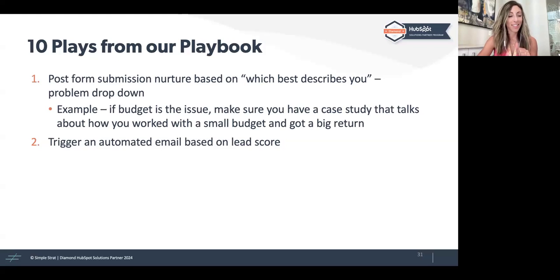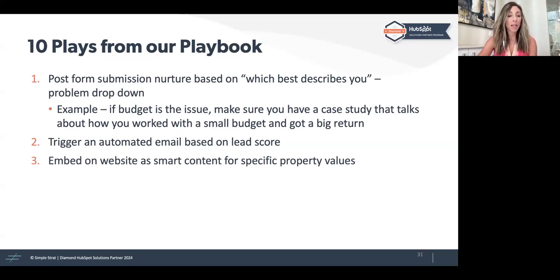Okay, what are we on, number 6? Trigger an automated email based on a lead score. The lead scoring function just got a lot of updates, so I can't speak too much to this because I know the HubSpot specialists on our team are spending a lot more time in it right now than I have. But triggering an automated email based on lead score is still something you can consider, however your lead score shakes out.